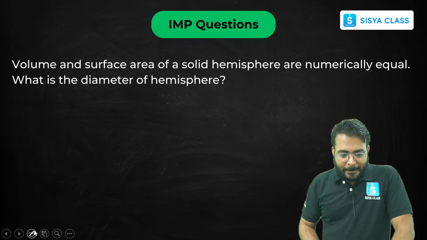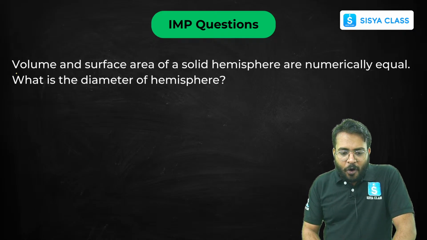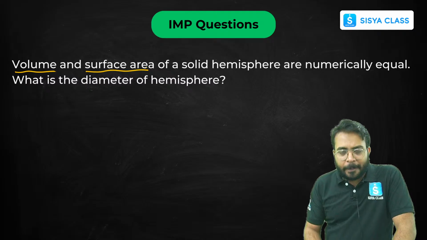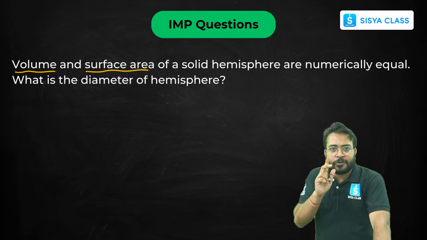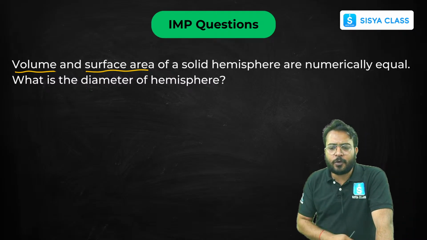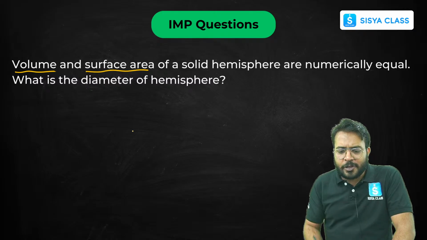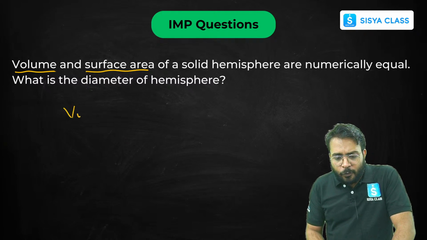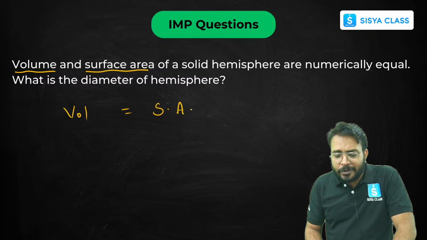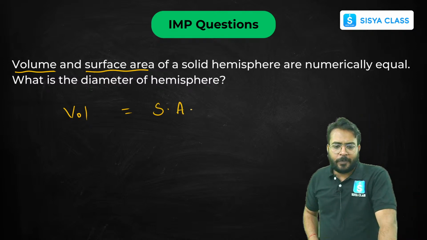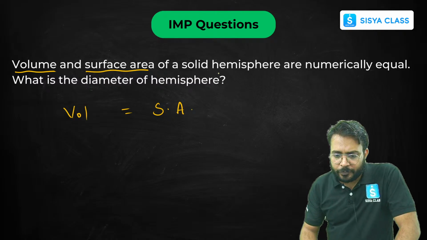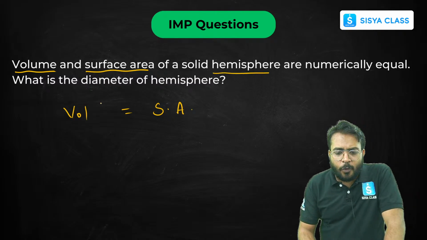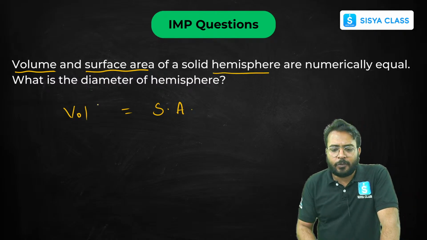Volume and surface area. The volume and surface area of a solid hemisphere are numerically equal. That means one hemisphere is given, and for that, its volume and surface area are both equal. Now, what is going to be the diameter? What is going to be the diameter?